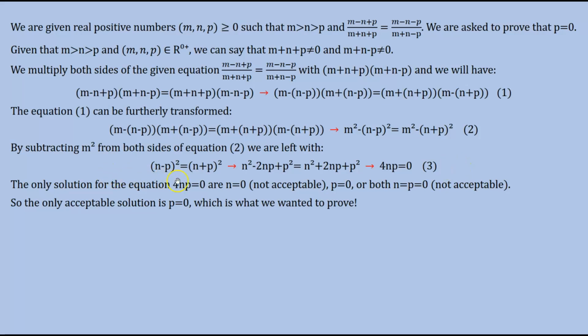Now, in this equation the solutions are such that n is equal to 0, which is not acceptable, because if n were equal to 0, then p, which is smaller than n, would also be equal to 0, and this condition would not be fulfilled. So n equal to 0 is not acceptable. Then another possible solution is p equal to 0, which is what we are asked to prove, and this is an acceptable solution. And the final possible solution is that n equal to p equal to 0, which again is not acceptable because it breaches the conditions of the problem.